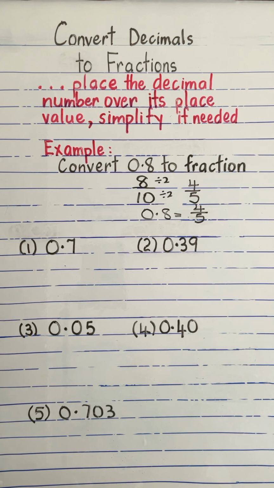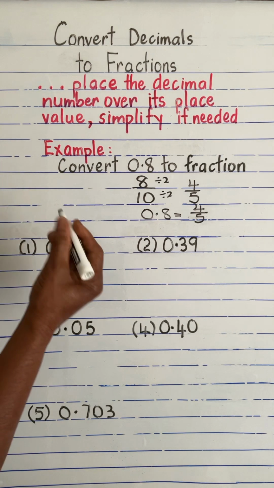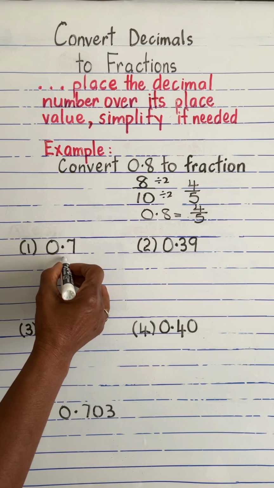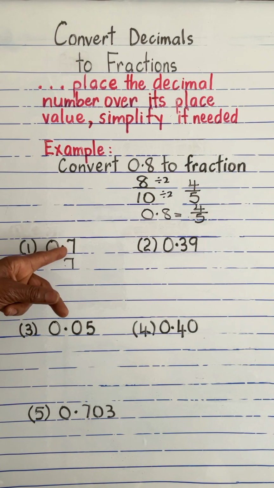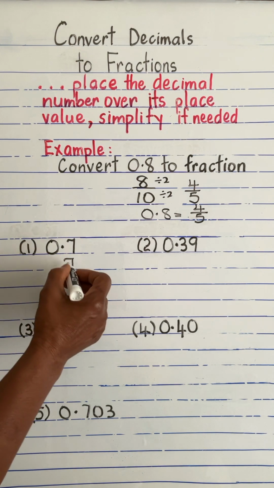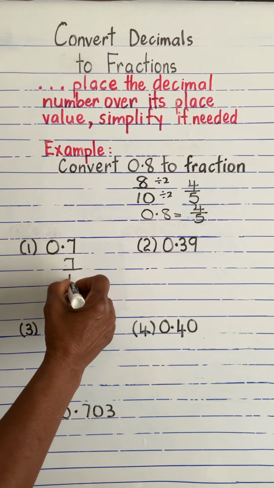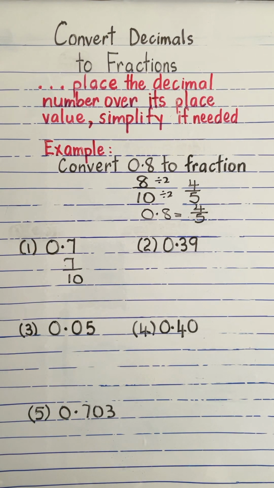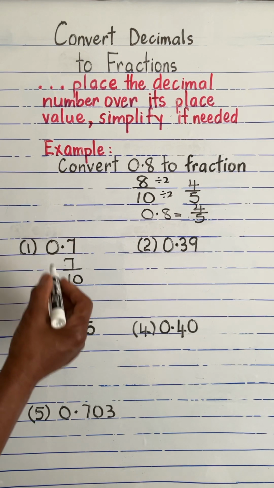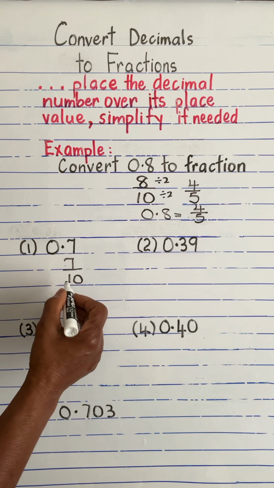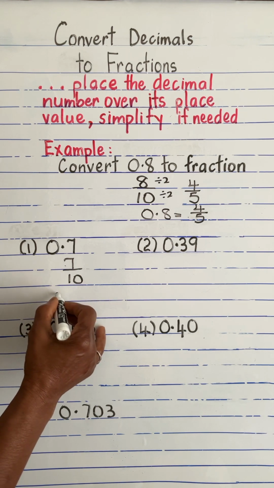Next, let's now do our skill practice. The first one is 0.7. So the decimal number is 7, and we're going to place that over its place value. The place value of 7 is tenths. So that is 7 over 10, and this cannot be simplified. So 0.7 is equal to 7 over 10.